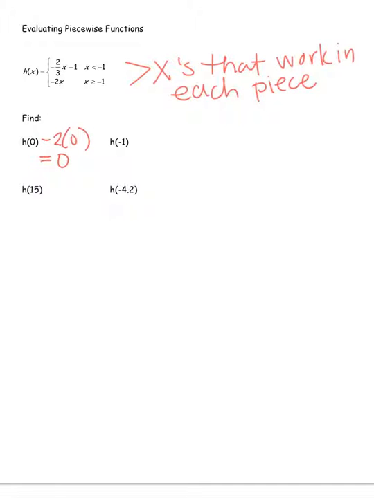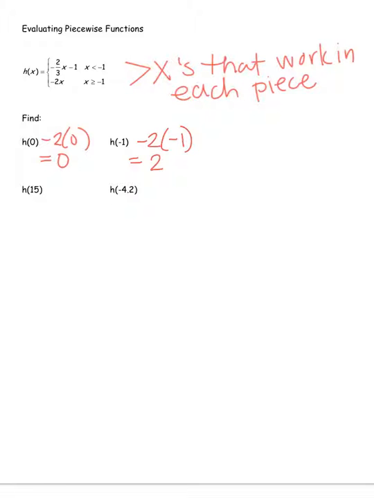Okay? If I have h of -1, is -1 less than -1? No. Is -1 greater than or equal to? Yeah, it's equal to -1. So again, I'm going to use the bottom piece. -2 times, this time x is -1. So that'll be 2. You're only using the one piece of the equation that your x value makes true.